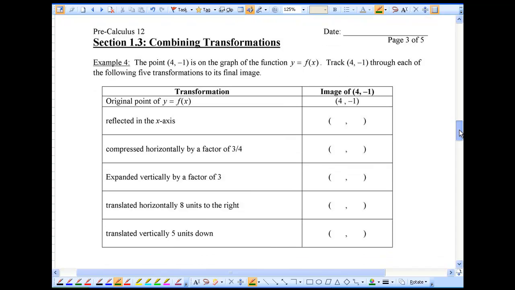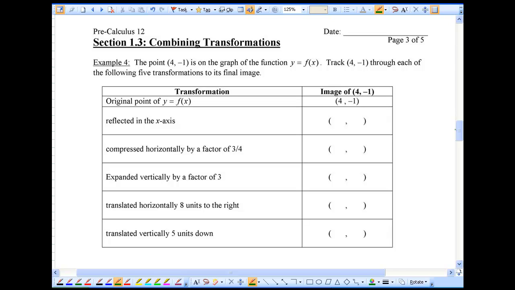What happens if I don't give you the equation, but I give you one particular point? And now I'm going to ask you to track a point on the function. And after all these transformations, tell me what happens to this point. And in the end, what will this point actually be? So I've randomly chosen a point 4, negative 1. And let's do the following now. Let's reflect in the x-axis.